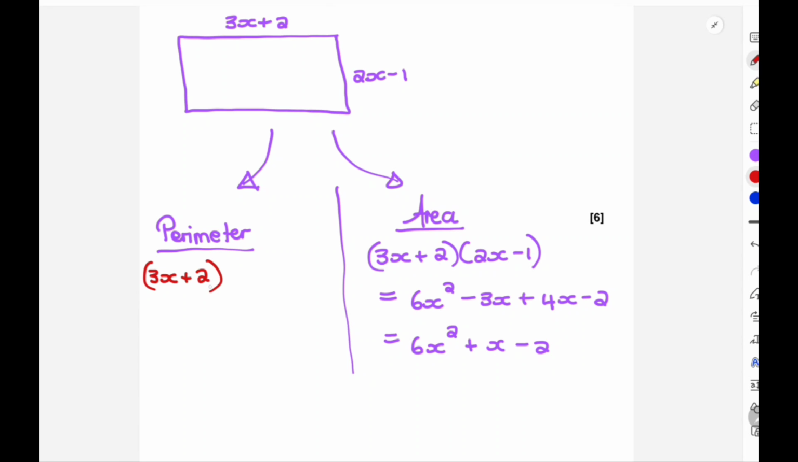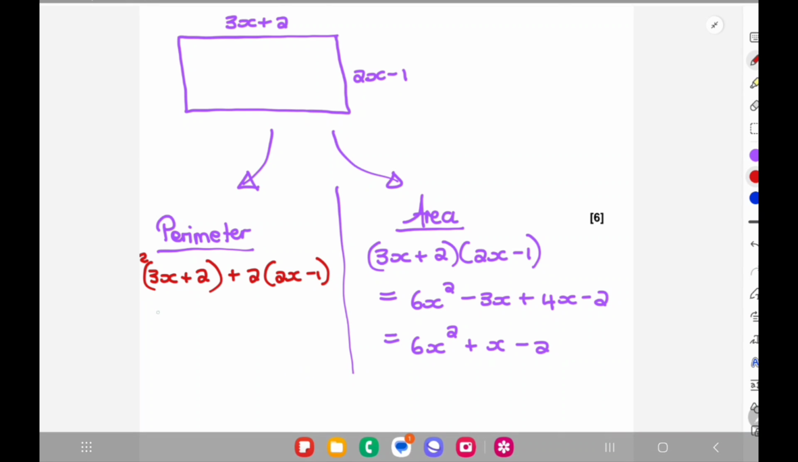3x plus 2, you can times it by 2 if you want, and then 2 times 2x minus 1. Perhaps that's easier. Or otherwise, you could have said 3x plus 2 plus 2x minus 1 plus 3x plus 2 plus 2x minus 1. Okay, remember when you add, it doesn't affect your signs, so you don't have to stress about that. It's only when you subtract where it affects your signs.